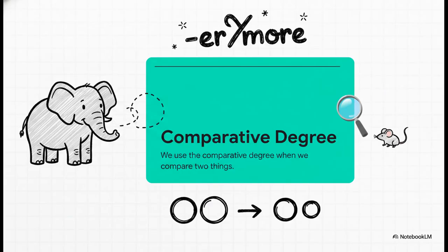Now, this whole thing has a fancy name. It's called the comparative degree, but don't let the big words fool you. All it really means is it's the special grammar tool we pull out when we're comparing exactly two things. Not one, not three, just two. You know, like our elephant and our mouse.